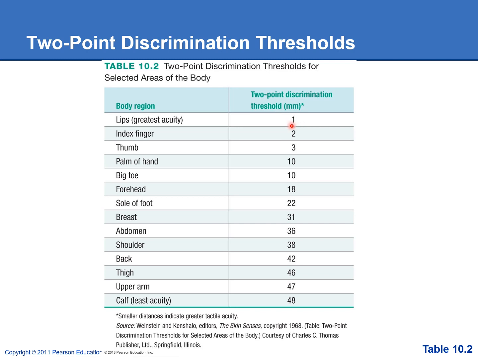But your lips are the most sensitive area on the body. So the 2 points, as long as they're a millimeter apart, you can feel them as 2 separate points. So that's the highest acuity on the body.